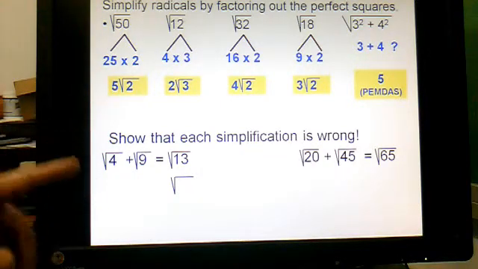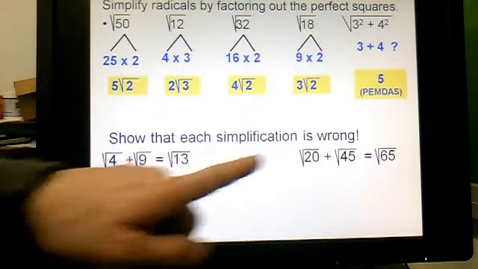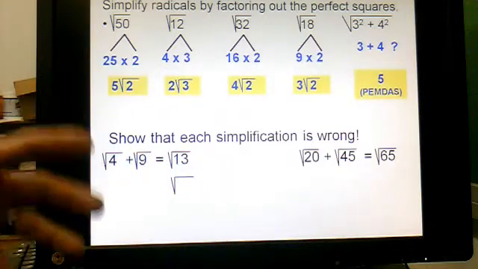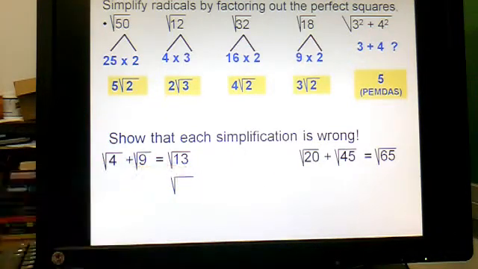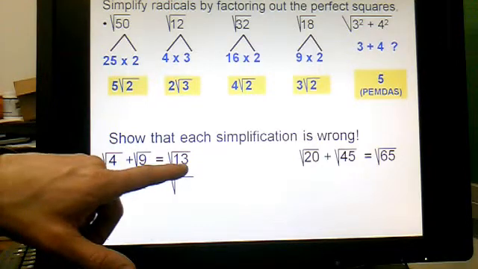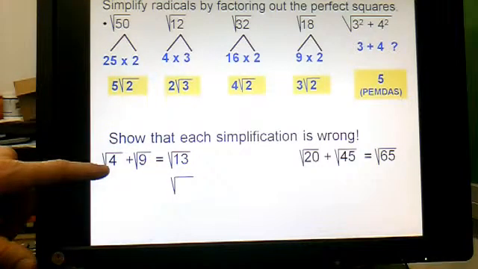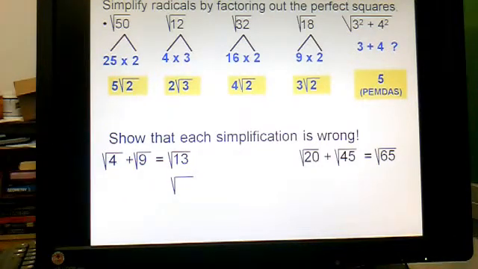The next little section, I've got these things that are wrong. There are people that, even after Algebra 1, make the mistake. They think you can just add radicals. 4 plus 9 is 13, but the square root of 4 plus the square root of 9 is not even close to the square root of 13.